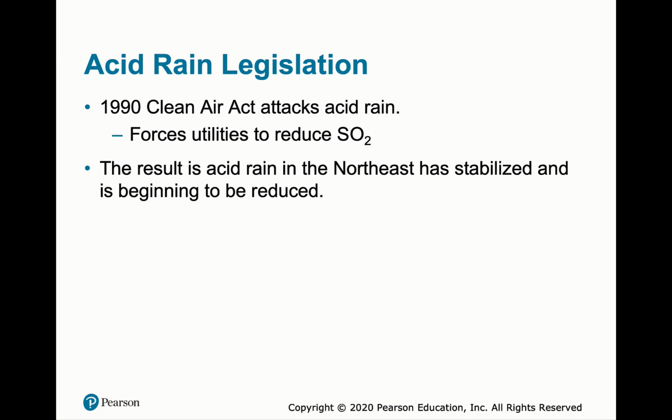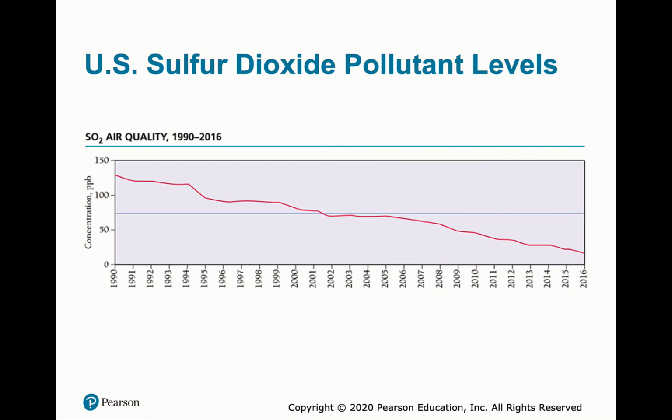as well, was passed in the 1970s, but there have been updates to it, reducing sulfur dioxide for various things, for utilities, especially coal. This has greatly improved the air quality in the United States. So you can see that the concentration of sulfur in the air has gone down.